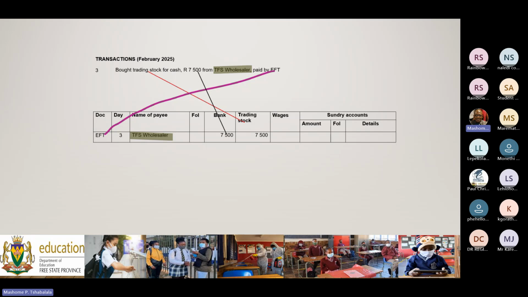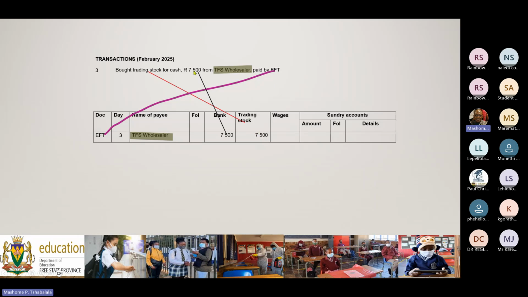Remember, document, it is a source document. It is where the transaction was taken from. This transaction was taken from EFT. Then number 2, the red line. You can see the red line here. It shows that the business was buying the trading stock. If the business was buying the trading stock, the transaction will be recorded under the column of trading stock. But we'll write the figures here, which is 7,500.